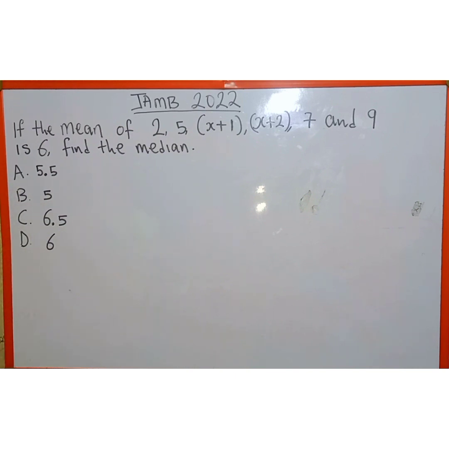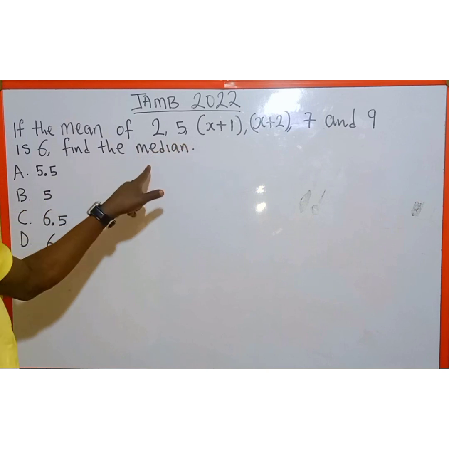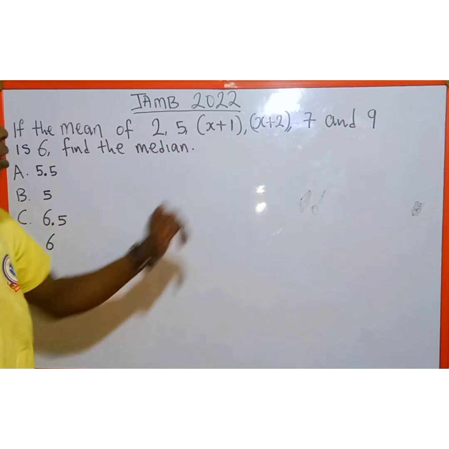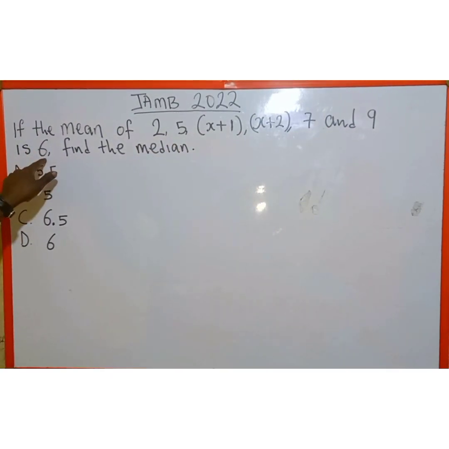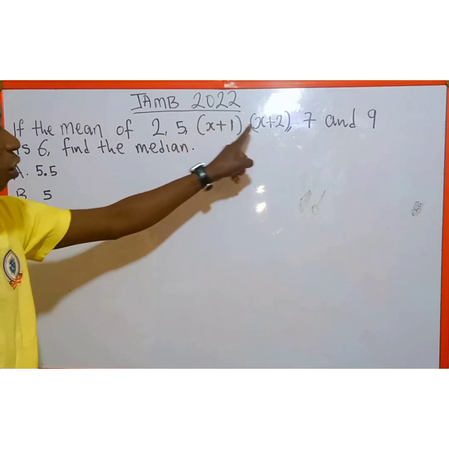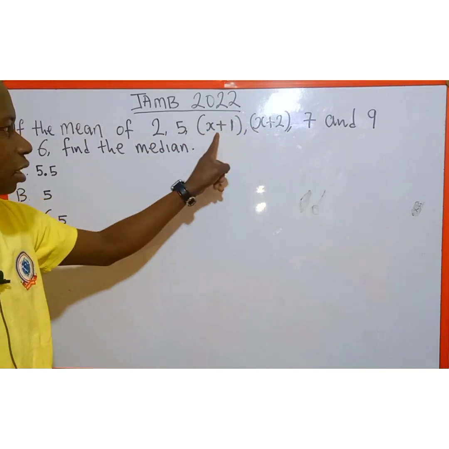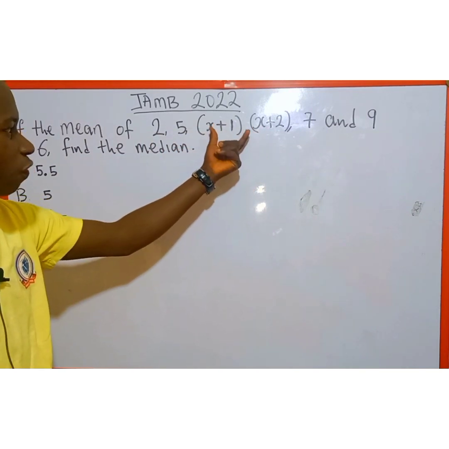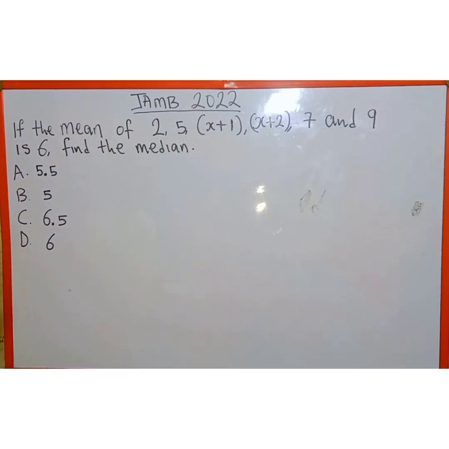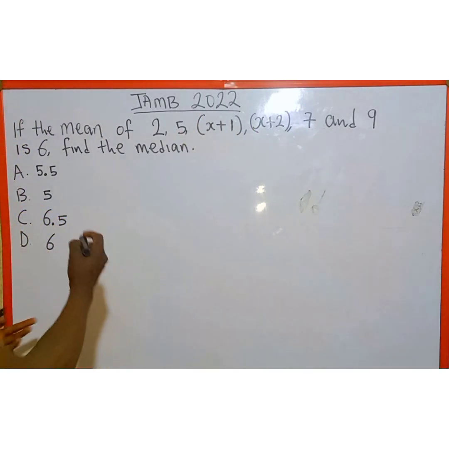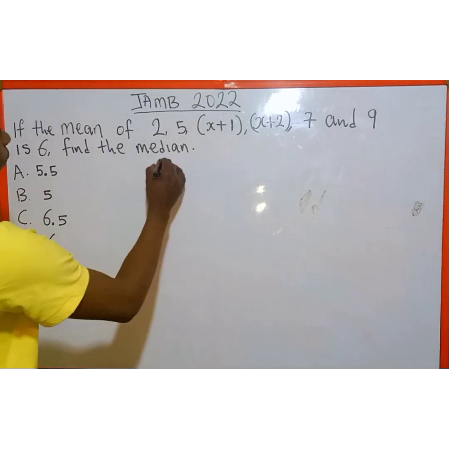So let us solve. Remember, before we go further to find the median of this data, and the mean is given as 6, we need to find the value of this unknown in the data. This x is unknown. We need to find the value before we find the median. So how are we going to do it? Watch carefully. So, solution.